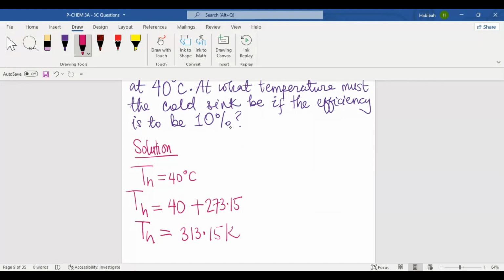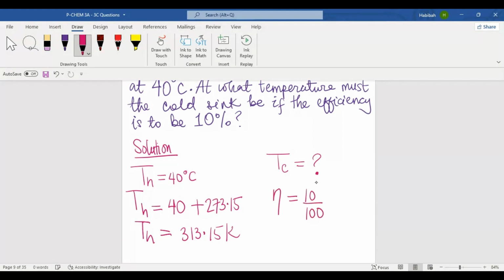Now they also asked at what temperature must the cold sink be if the efficiency is to be 10%. So the temperature of the cold sink, we absolutely don't know what that is, because for those of you who don't know, we're dealing with an ideal heat engine. There's usually a hot source and then there's also a cold sink. We were told that the cold sink is what we're going to be looking for, and we're supposed to determine that if the efficiency is 10%.